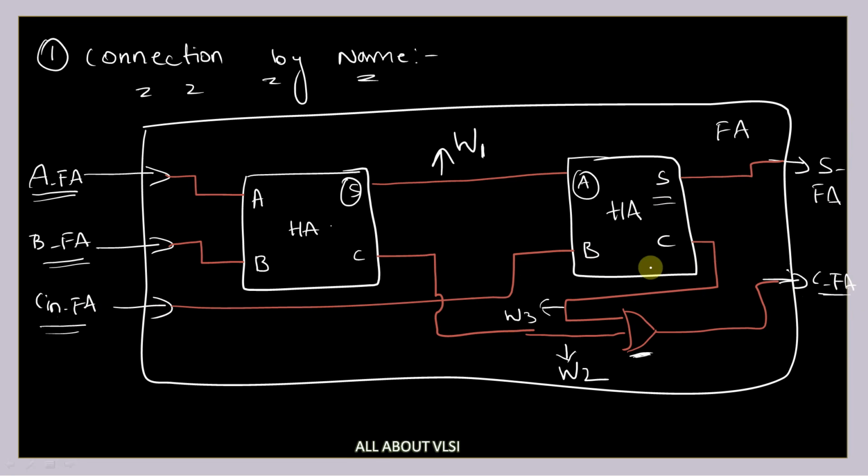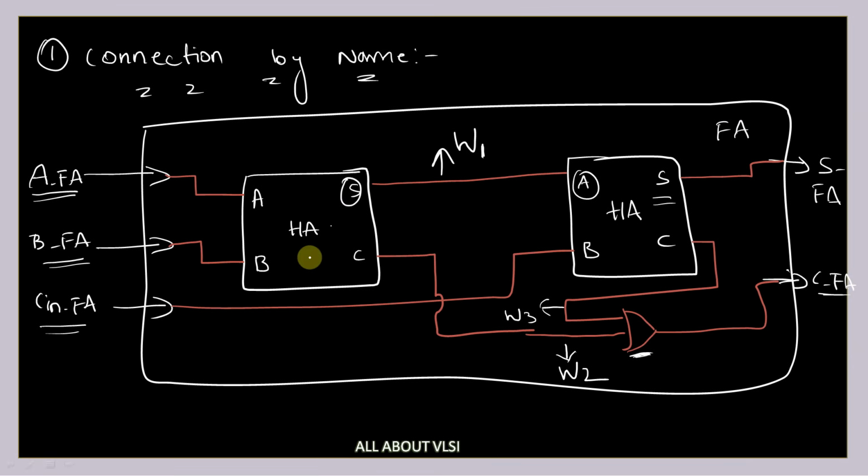If you want, you can declare the wire also, but it is unnecessary, because it is a direct connection. Now we have come to know that we need three wires. Okay, now if you want to develop this code, first of all, what you need to do is develop the code for half adder.